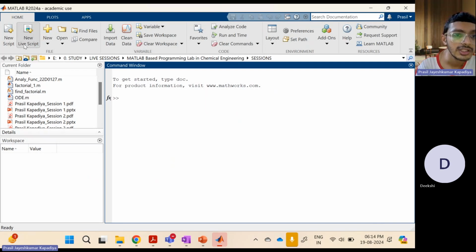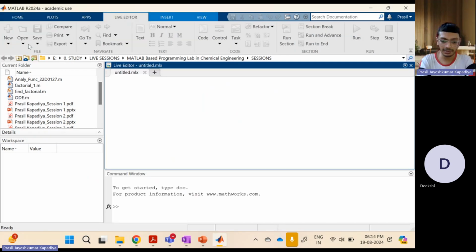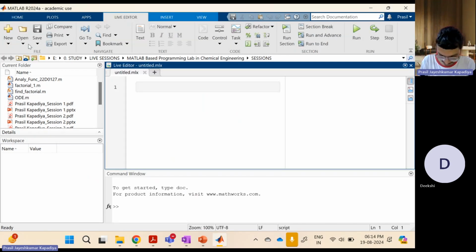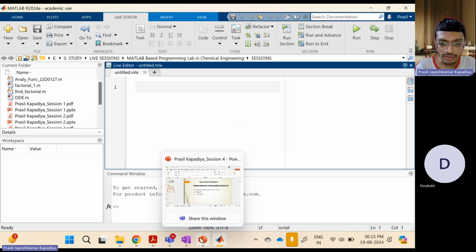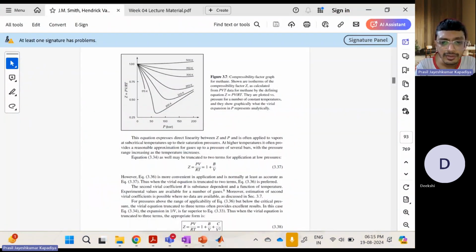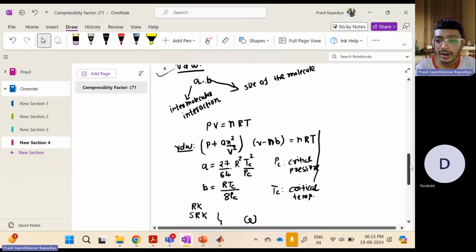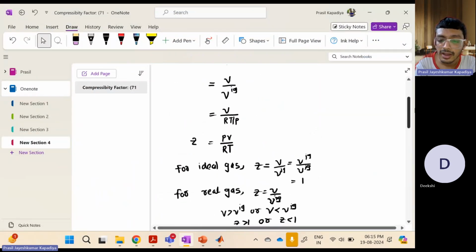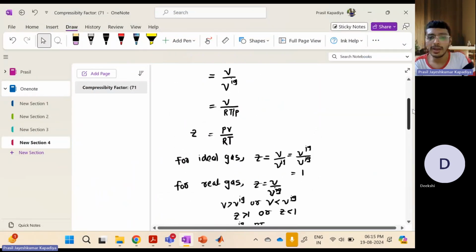Okay. So I will just open one live script. I don't want to save my codes because I have already written them and those are already saved. So let's write down one code. So from here, we can see that Z is nothing but ideal gas volume divided by actual gas volume.